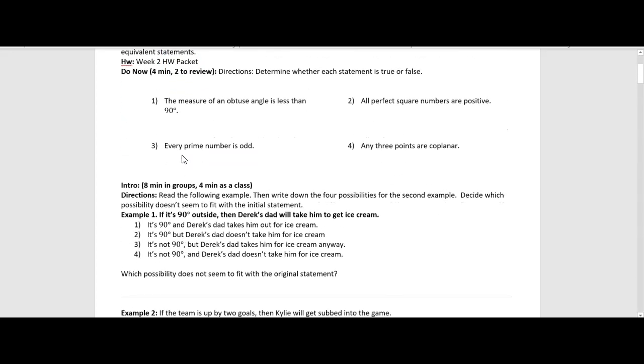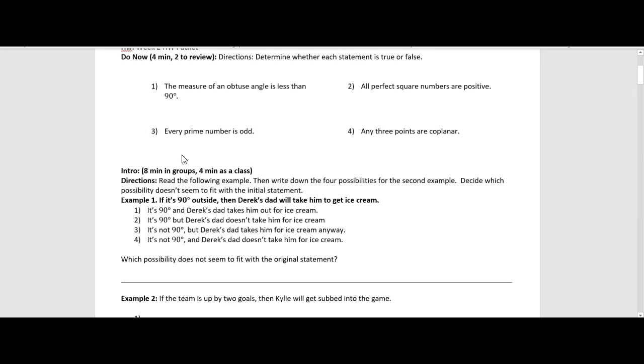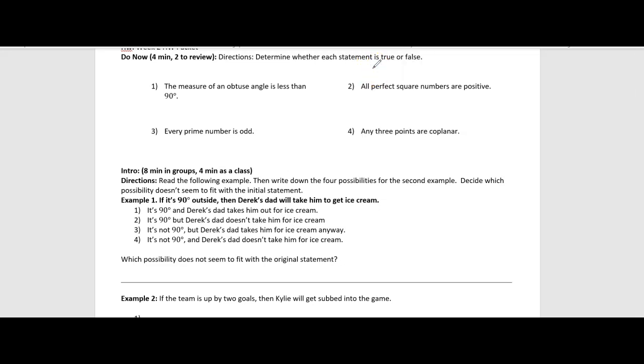As always, before we get going with the new content, take a second to work through 4 review problems. Pause the video, try the problems, and come back and see how you fared. Okay, so we are saying whether these statements are true or false.